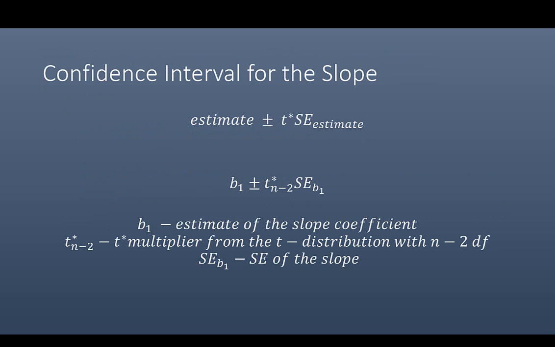The confidence interval is built around the estimate for our parameter, in this case, the estimated slope. To the estimate, we add and subtract the margin of error, the t-star multiplier times the standard error of the estimate. The t-star multiplier used for confidence intervals for slope and the y-intercept comes from the t-distribution with our sample size minus 2 degrees of freedom. We will use R to find these multipliers. The standard error will be given in the R output for the linear model.